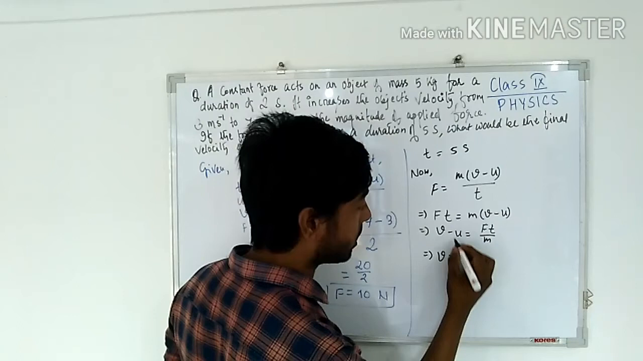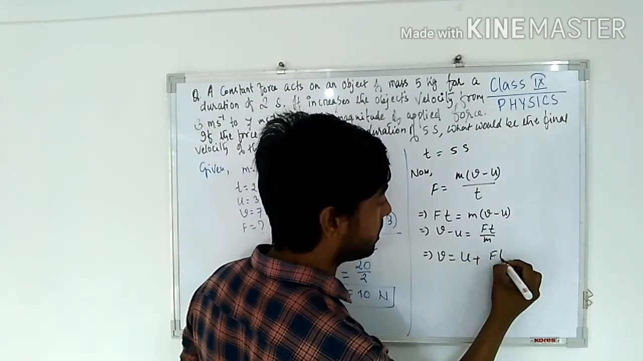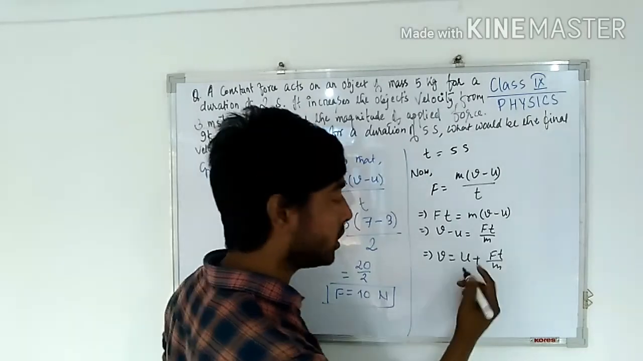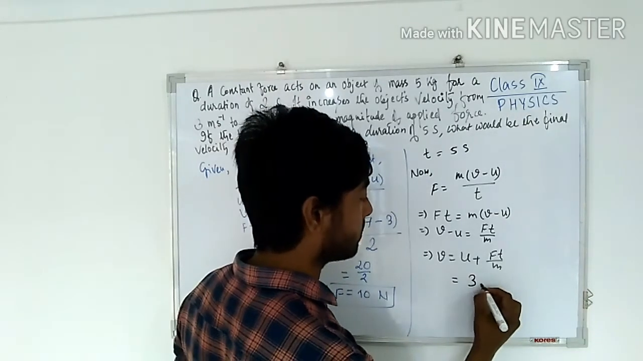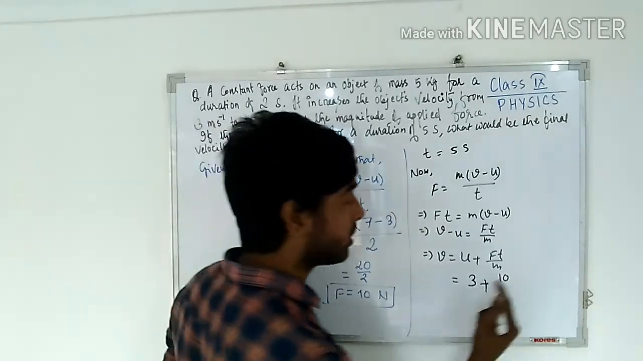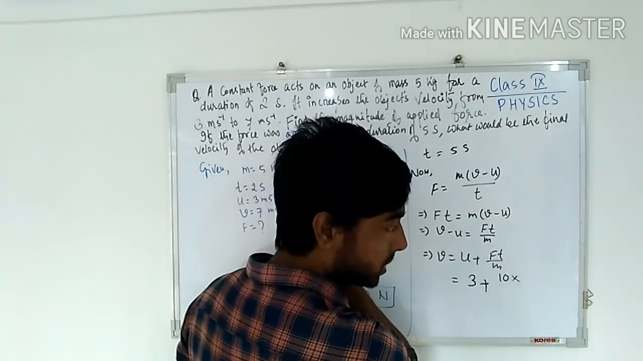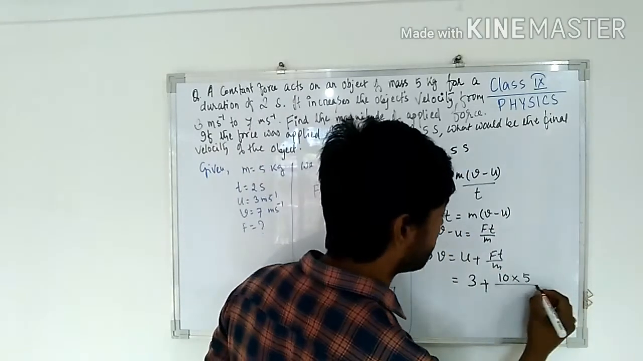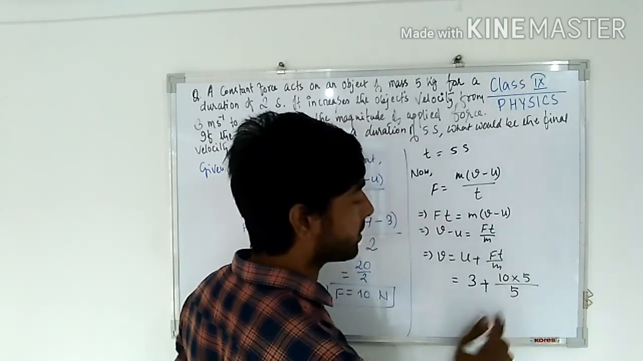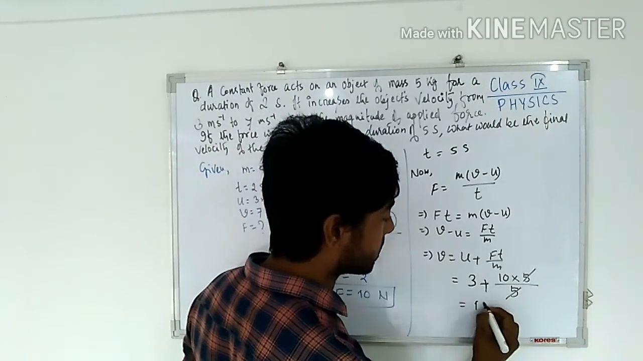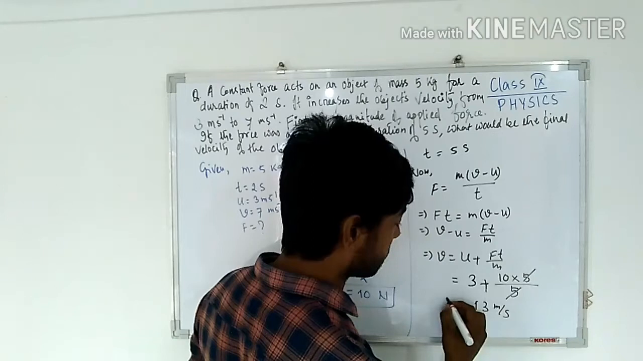वहां से V कितना होगा? U plus Ft divided by m. U उस तरफ चला गया तो प्लस हो गया. So U का वैल्यू कितना था? 3 प्लस F का वैल्यू 10 हमने अभी निकाला. F का वैल्यू 10 है इनटू T का वैल्यू कितना है? T का वैल्यू 5 दिया हुआ है. 5 सेकेंड डिवाइडेड बाय मास कितना है? 5 kg. This 5 can I cancel it? हाँ. So 10 प्लस 3 will be 13 मीटर पर सेकेंड.